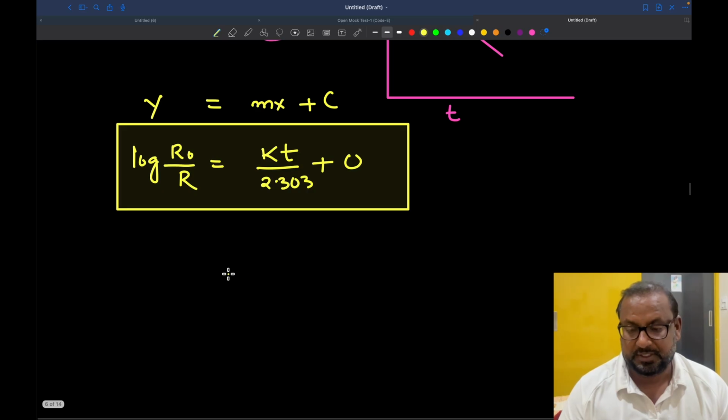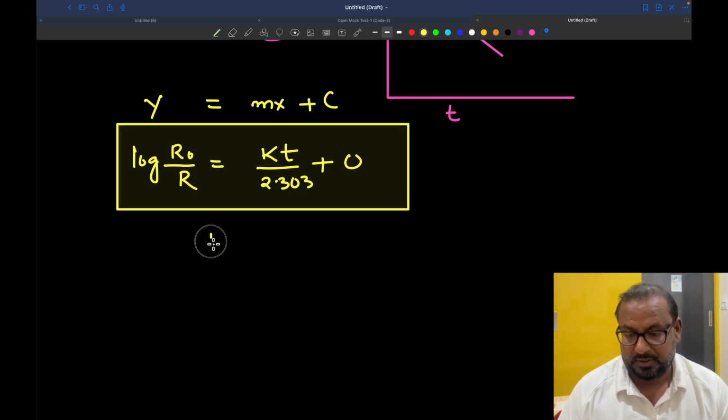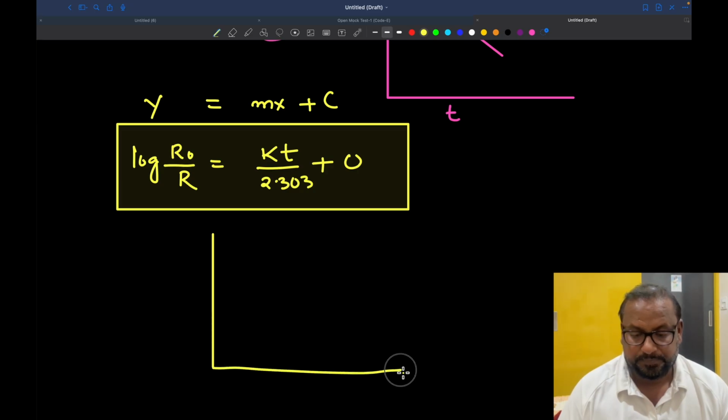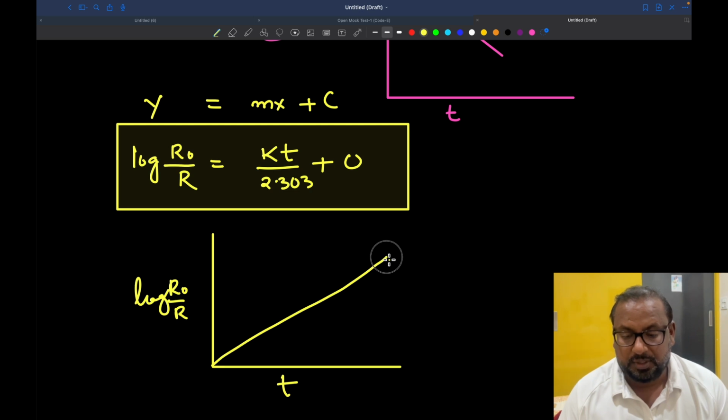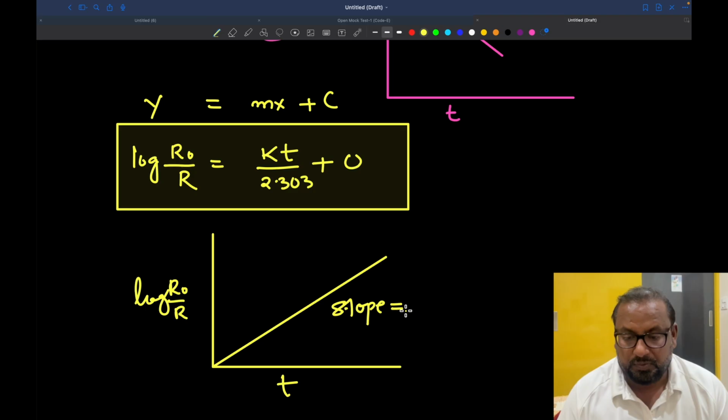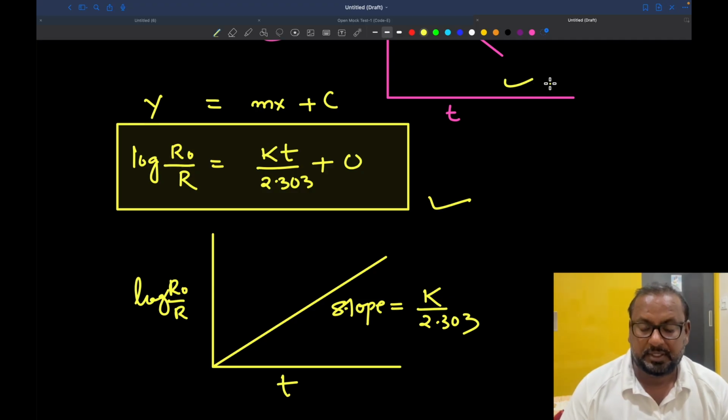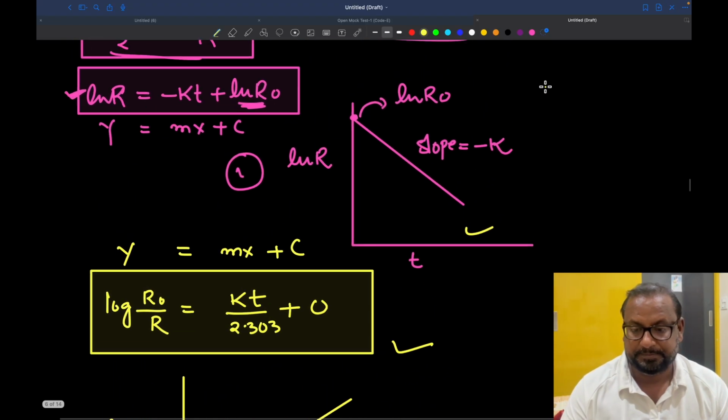So how will the graph come? On the y-axis we have to take log R naught by R, and on the x-axis we take the time, and it is going to be a straight line through the origin. The slope of the equation is going to be k over 2.303. So these two graphs represent our first order reaction.